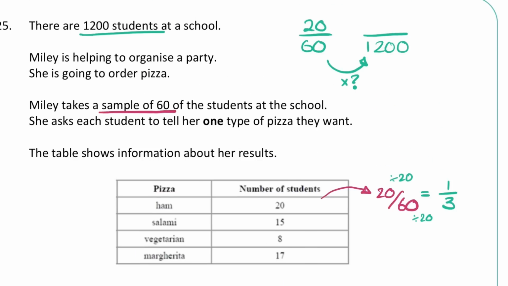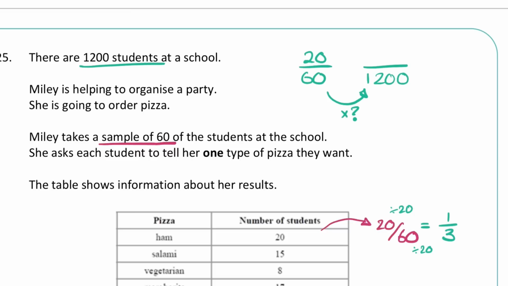Now, for the previous method, we could have thought about that as well. So to get from 60 to 1,200 is times 20. So 2 times 60 is 120 plus a 0. So if we times the top by 20 as well, you do get 400 here, so our answer would be 400 as well.